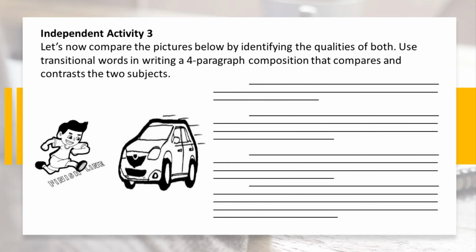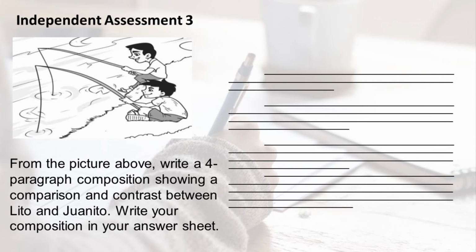Independent Activity 3. Let's now compare the pictures below by identifying the qualities of both. Use transitional words in writing a 4-paragraph composition that compares and contrasts the two subjects. From the picture above, write a 4-paragraph composition showing a comparison and contrast between Lito and Juanito. Write your composition in your answer sheet.